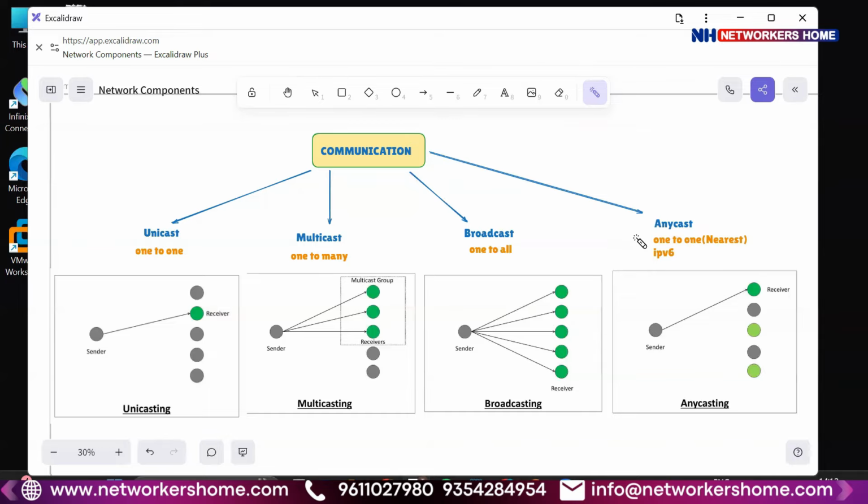And it works only in IPv6. We don't have anycast communication in IPv4. Only in IPv6 we have it. So when a question comes, what is the difference between unicast and anycast? Unicast means one-to-one communication. Anycast is also one-to-one, but one to the nearest one. And anycast works only on IPv6. We don't have anycast communication in IPv4. This much information is good enough.